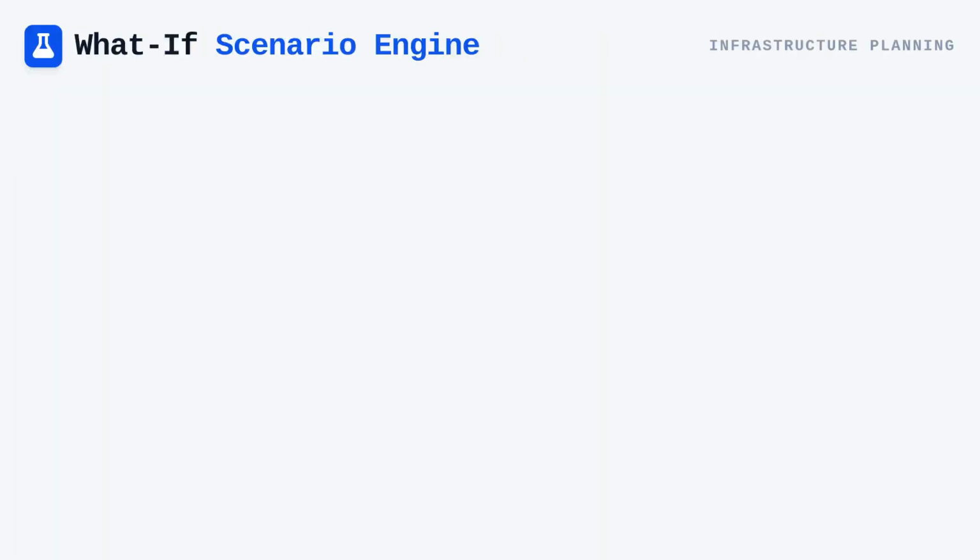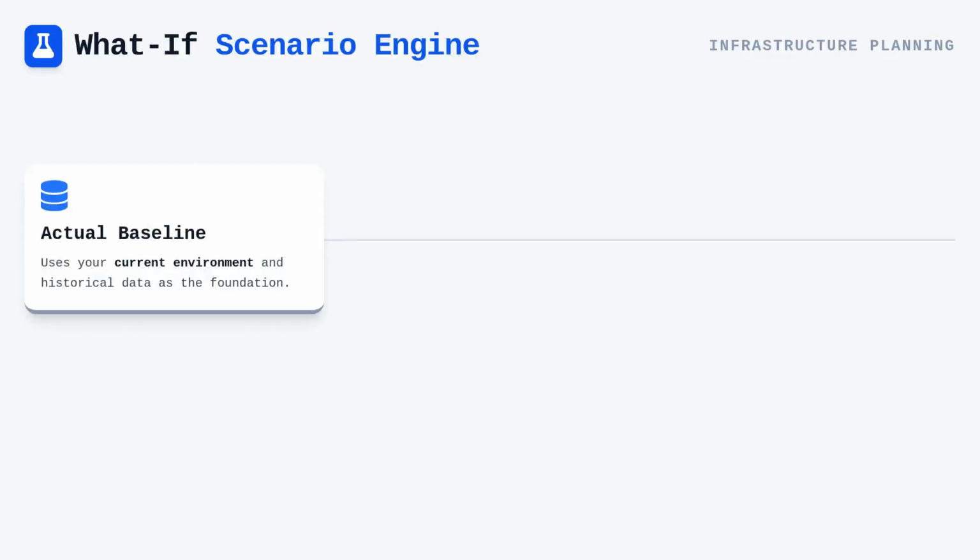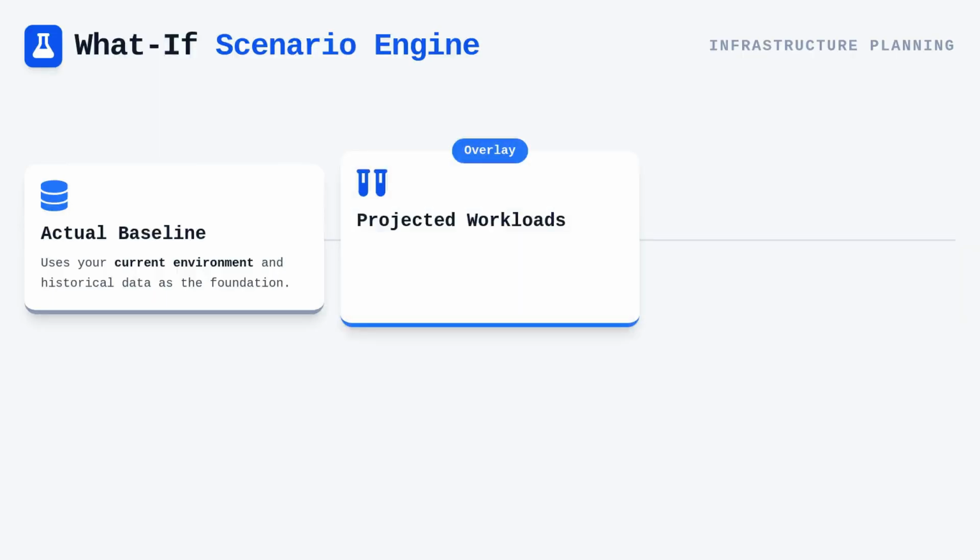Beyond mere trend analysis, the what-if scenario engine provides a sandbox for your infrastructure planning. Instead of guessing how a new database cluster or a batch of virtual machines will impact your environment, you can model these workloads directly within Prism. These simulations take your actual current environment as the baseline and allow you to overlay projected workloads to see exactly how they influence your remaining runway.